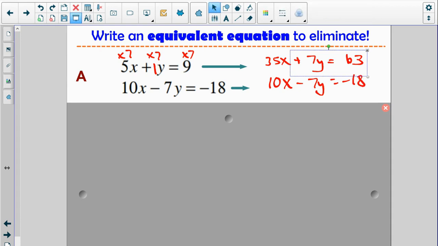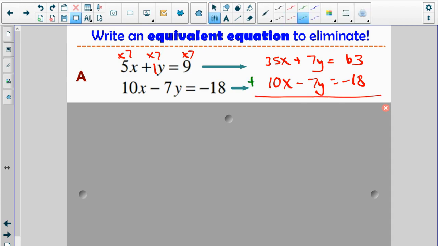And I don't know why that little box showed up. Can I get rid of that? There we go.